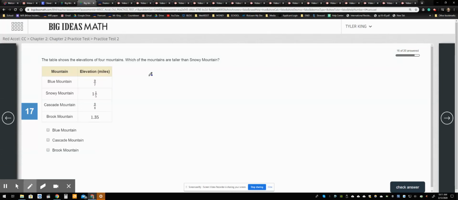Okay, the table shows the elevations of four mountains. Which of the mountains are taller than Snowy Mountain? So when we're looking at this, we have all these in different forms here. I tend to think that when we're comparing things, it's easiest to compare in decimal form. So what we're going to do is change all these into decimals.